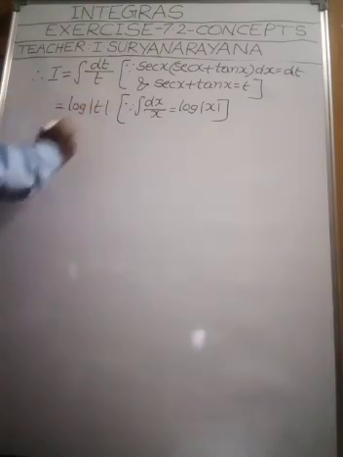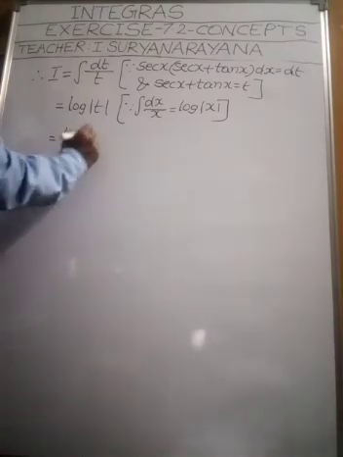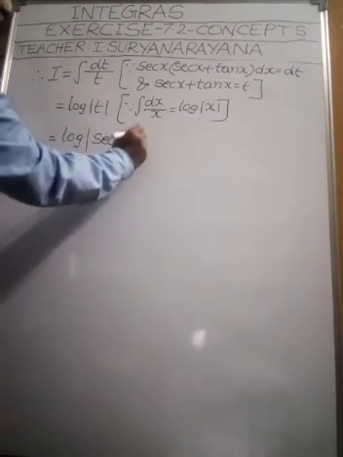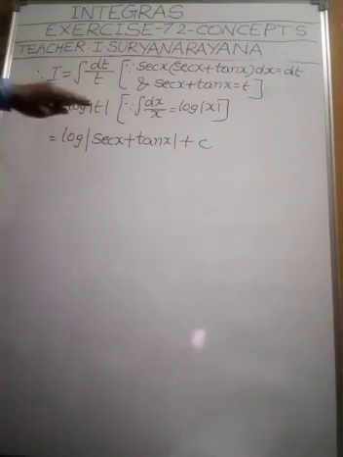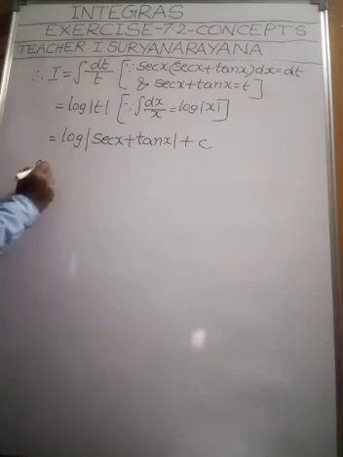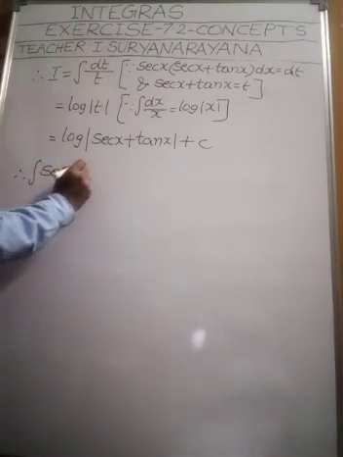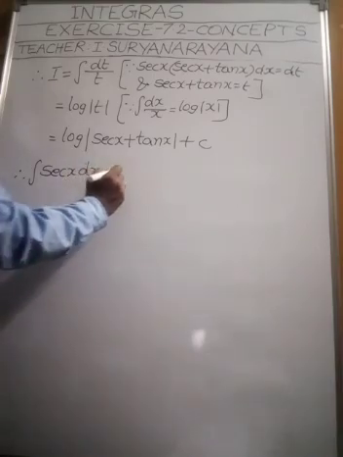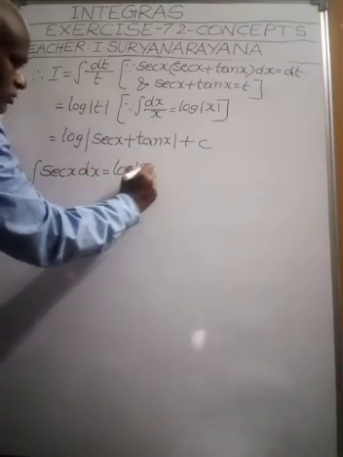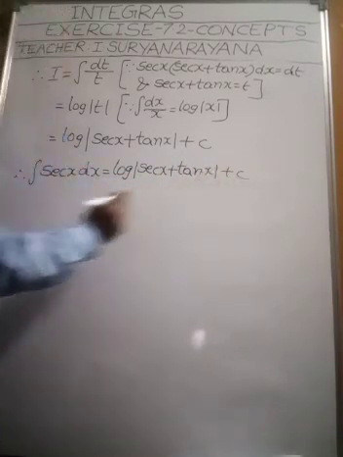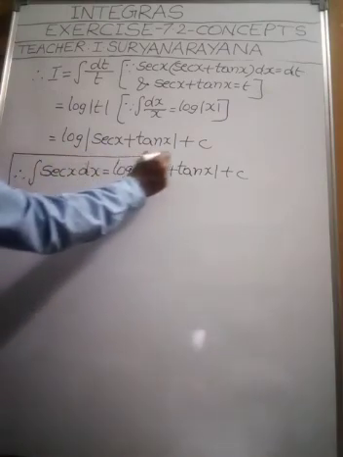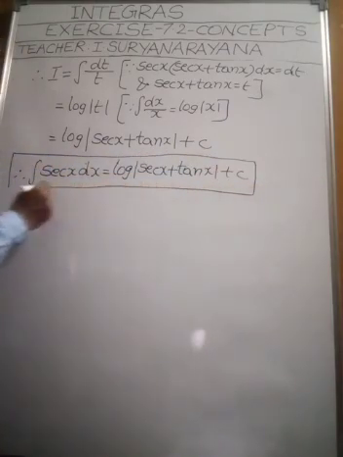Right. Again we substitute the t value. What is the t value here? Log mod secant x plus tan x. So this is the final step. At the last step we add the constant of integration. Therefore integral secant x dx is equal to log mod secant x plus tan x plus c. This is also used as a formula. Okay, my children? Remember this formula.